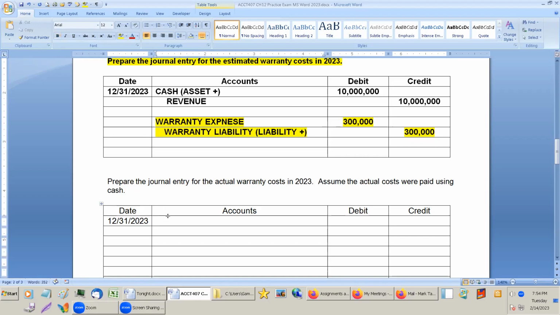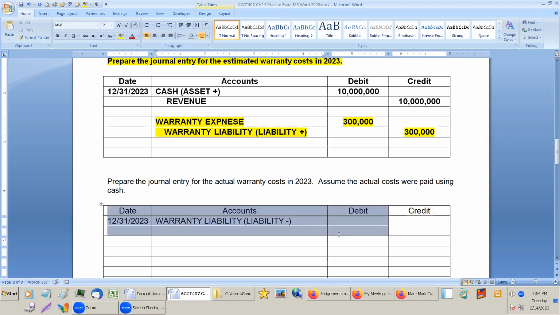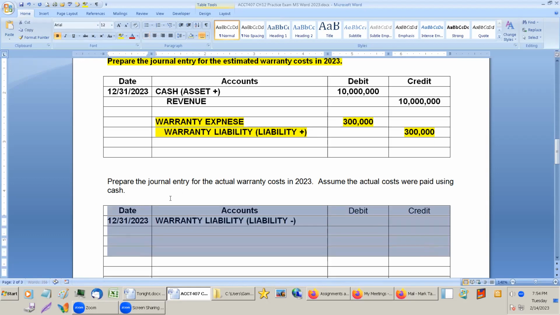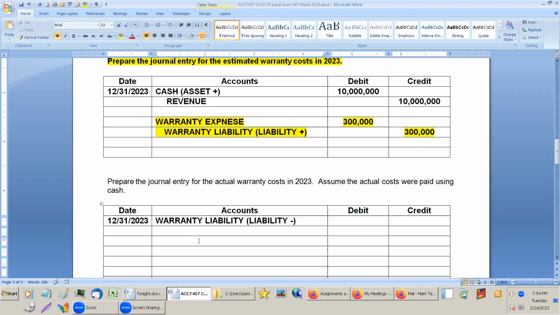So down here, we'll have warranty liability, and this will be going down. Oops. Hold on a second. Ignore what that crazy person's writing. Okay, so warranty liability, and then this will be.